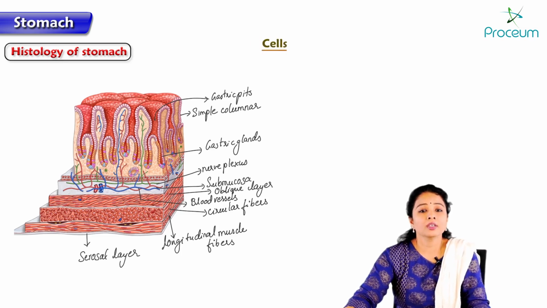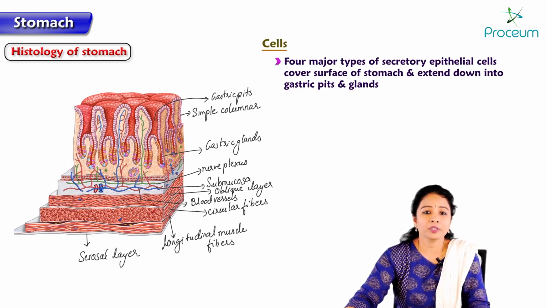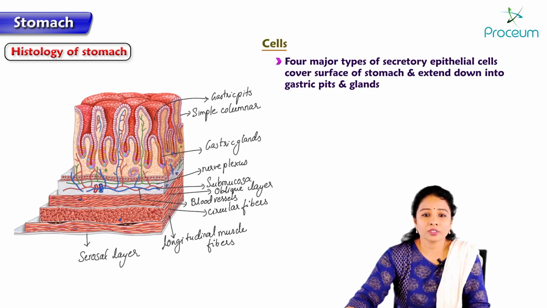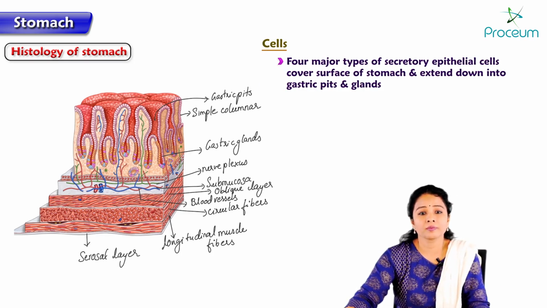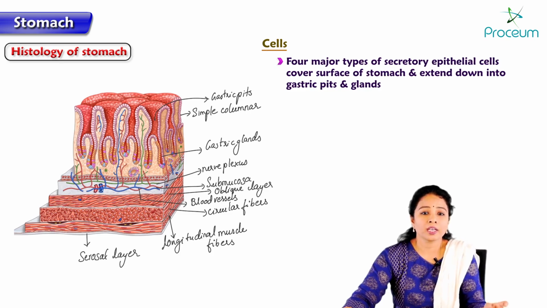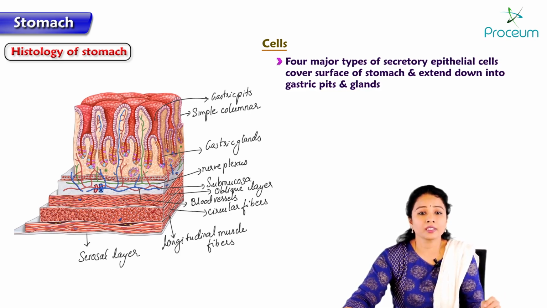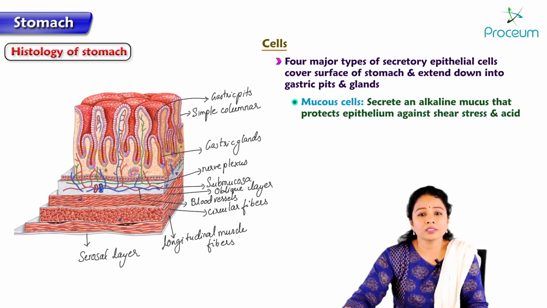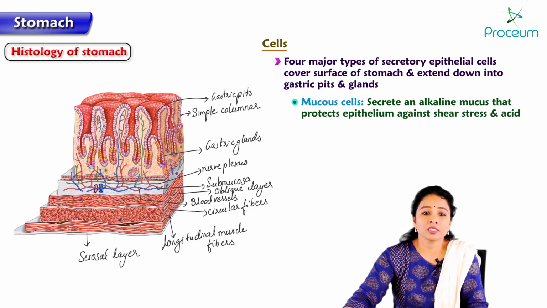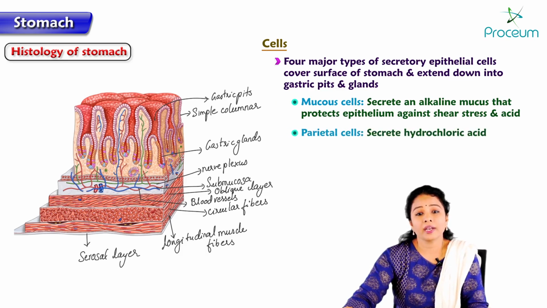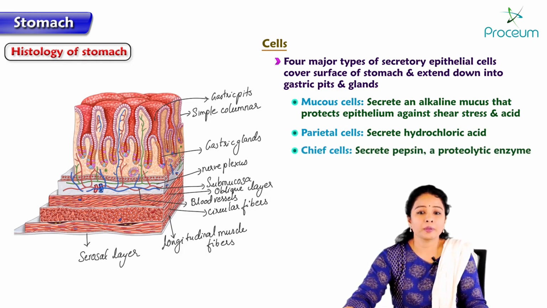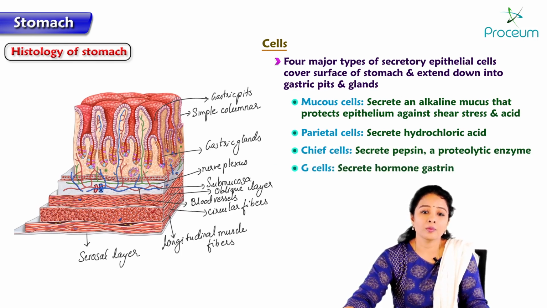If we see the cells, 4 major types of secretory epithelial cells cover the surface of the stomach and extend down into the gastric pits and gastric glands. So the 4 types of cells are, first, the mucous cells. Mucous cells secrete alkaline mucus that protects the epithelium against the shear stress of acid. Parietal cells secrete hydrochloric acid. Chief cells secrete pepsin, which is a proteolytic enzyme, and the G cells secrete the hormone gastrin.